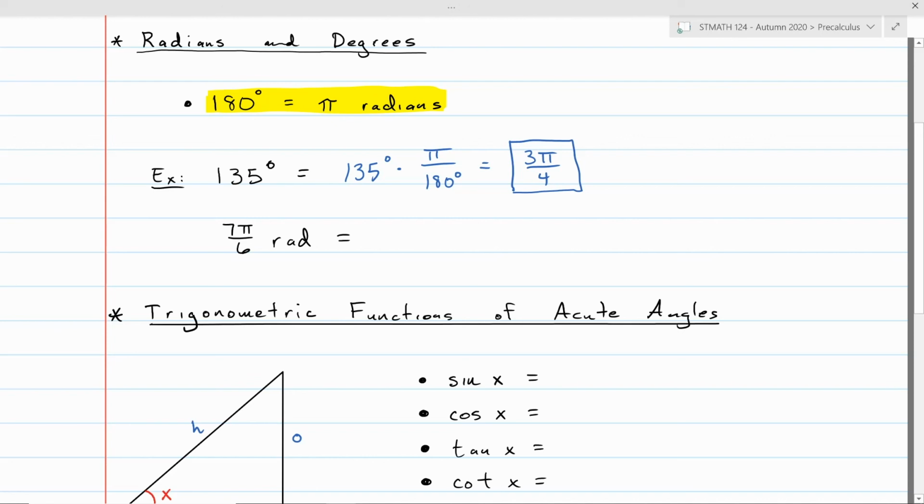Okay, 7 pi over 6 radians. How many degrees is that? I can go back the other way too. To do that, I just take 7 pi over 6 and multiply by 180 degrees over pi radians. Now I'm basically canceling off the radian units and being left with degrees. When you cancel the pi's, multiply, and simplify the fraction, this works out to be exactly 210 degrees.